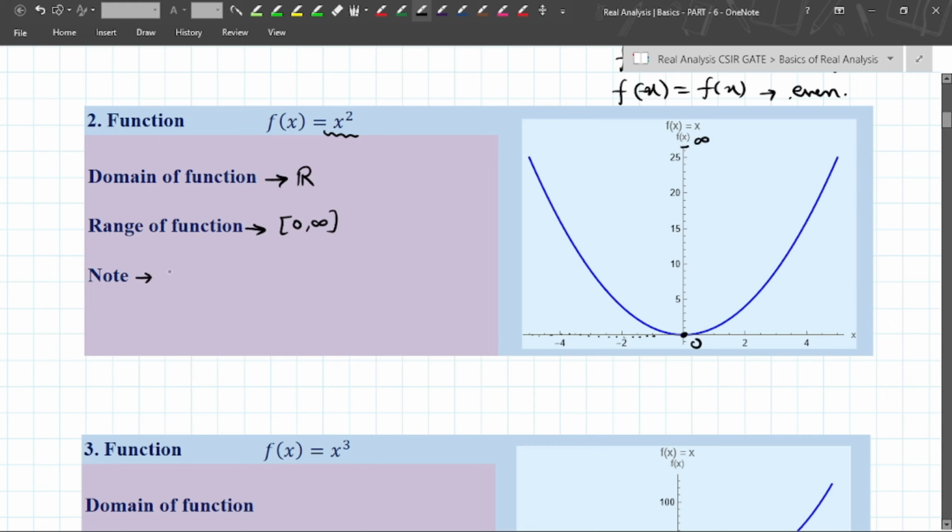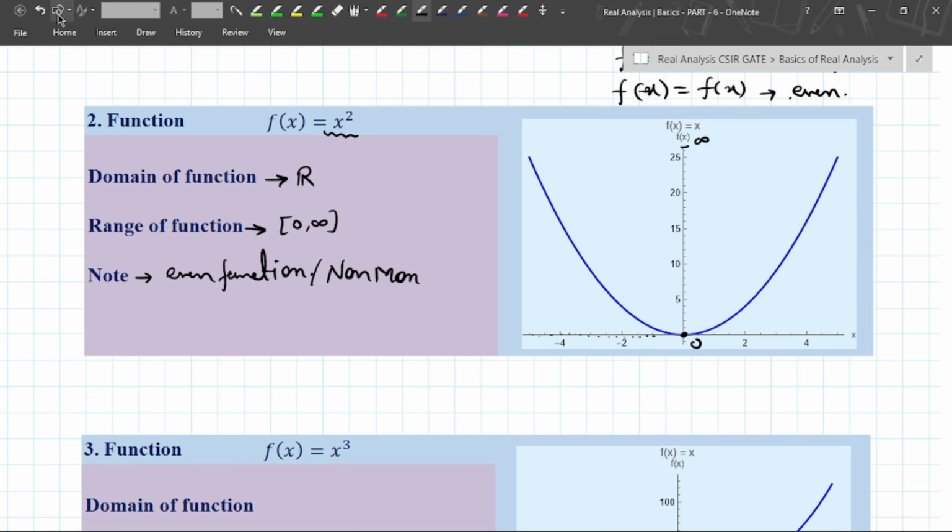Notice one thing: it is an even function. Okay, even function. So this is all about this function. And another thing is that it is a non-monotonic function. Okay, non-monotonic.